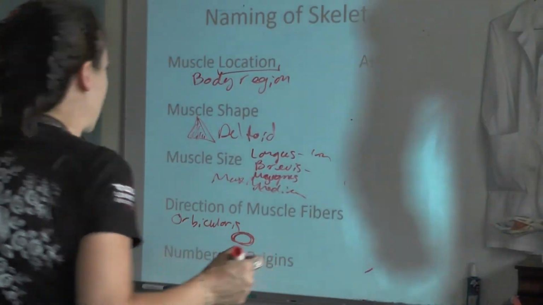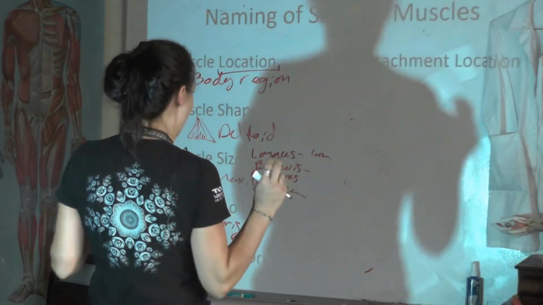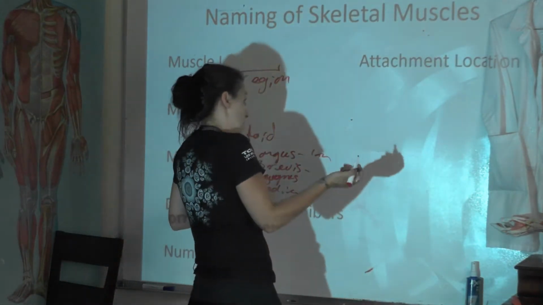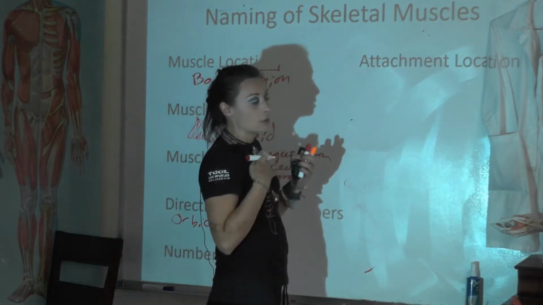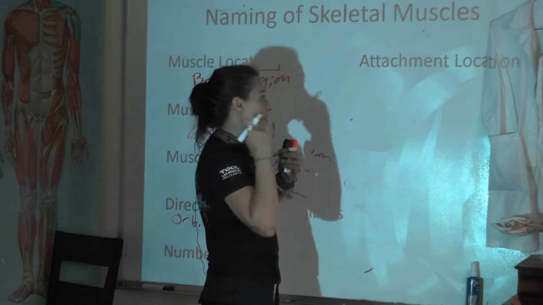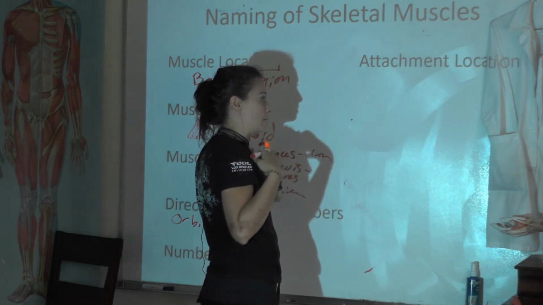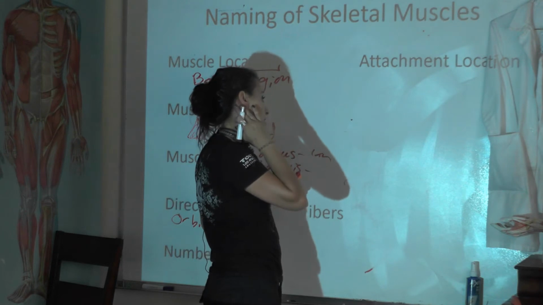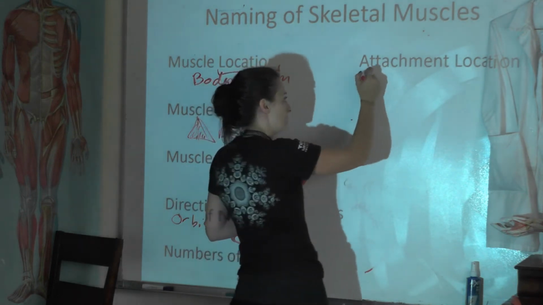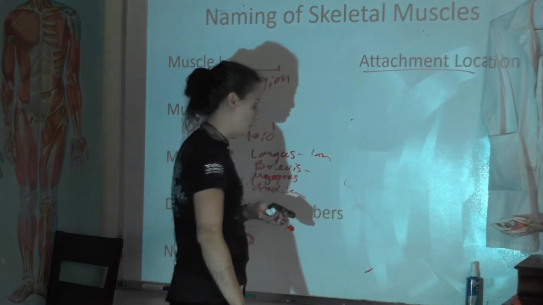All right, attachment location. This is where our attachments are coming from. So literally your sternocleidomastoid: the origins are the sternum and the clavicle, and the insertion is your mastoid process. So I'm not going to write that down.